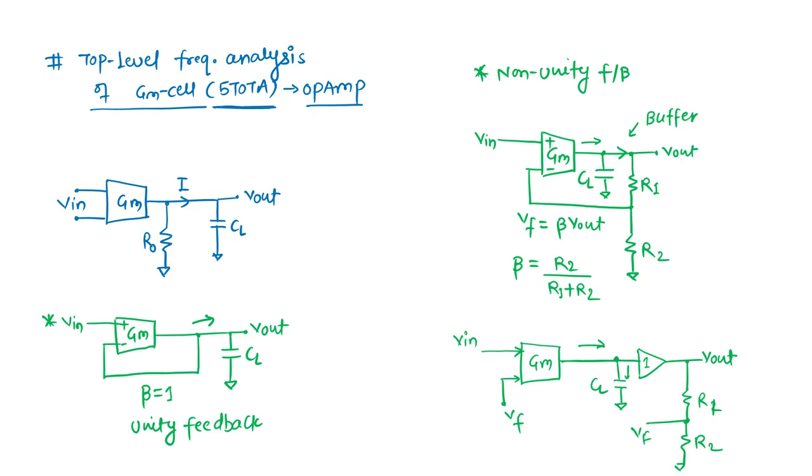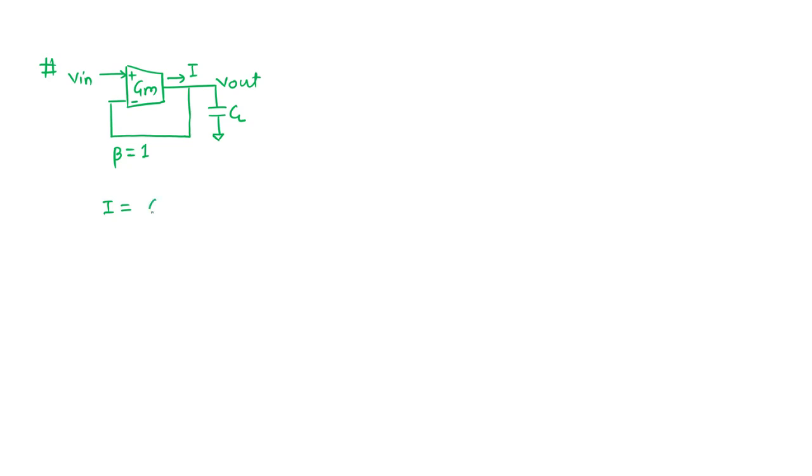Now we will see, first we will see the unity feedback and we will draw the transfer function, and after that we will go to the non-unity feedback system. Okay, so how will we write the transfer function for this? This is your V in positive terminal and your negative terminal is like this. This is my CL and I am taking feedback here, which is the unity feedback, beta equal to 1. This is the output. Okay, so what is the current generated? I will write I as GM times V in minus V out.